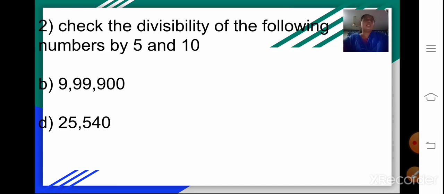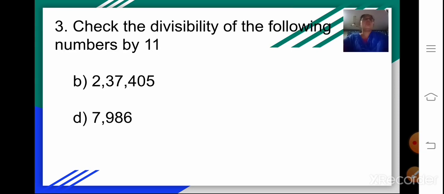Now the second question is check the divisibility of the following numbers by 5 and 10. Same way you have to write whether these two numbers are divisible by 5 as well as by 10. And your third question is check the divisibility of the following numbers by 11.